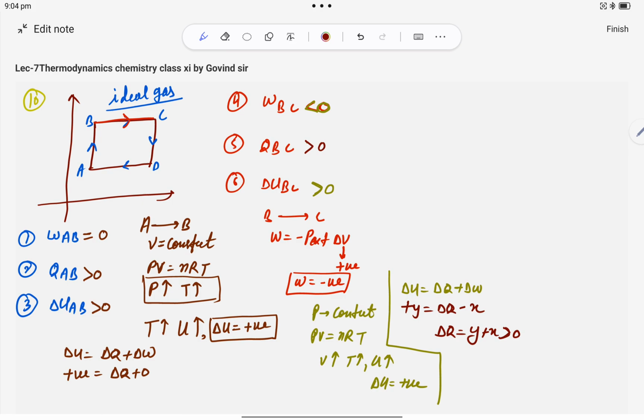So like that, C to D and D to A also you can find out. So this is all about the question practice of first law of thermodynamics. They can ask questions from different patterns for question number 10. In different languages also they can ask, so you have to focus, children.